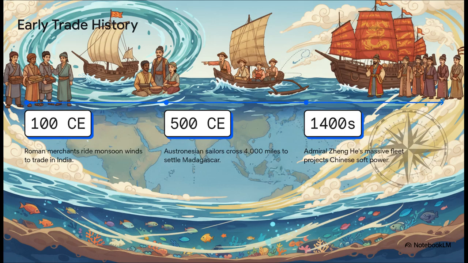Early sailors didn't need GPS or advanced navigation. They literally just needed patience. They used the ocean's geography like a massive superhighway built on these predictable wind flips. By 100 CE, merchants were riding winter winds from Roman Egypt straight to India to trade, and then just hanging out, waiting for the summer flip to ride the wind back home. By 500 CE, Austronesian sailors used this highway to cross 4,000 miles of open water, bypassing Africa completely, just to settle Madagascar. And by the 1400s, Admiral Zheng He was projecting Chinese influence across the entire region with a fleet of 300 ships. So the biology and atmosphere of the ocean literally built the ancient world's global marketplace.